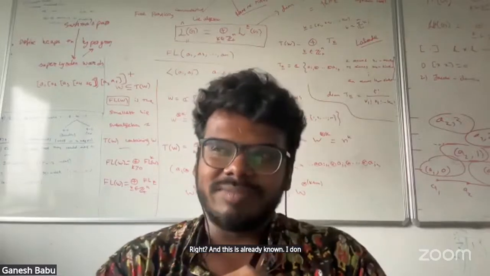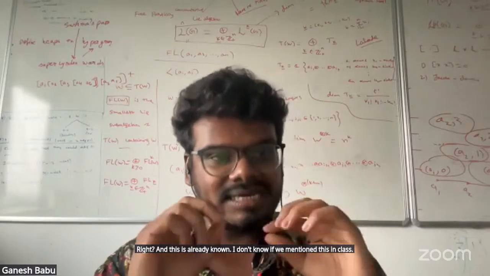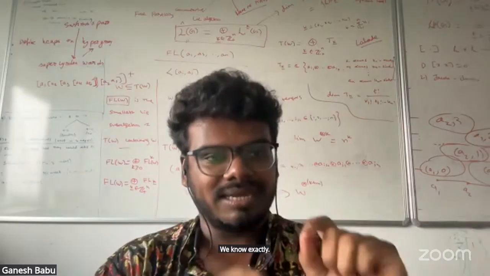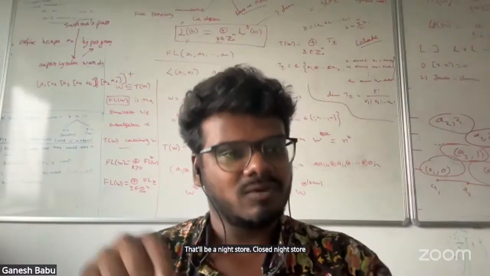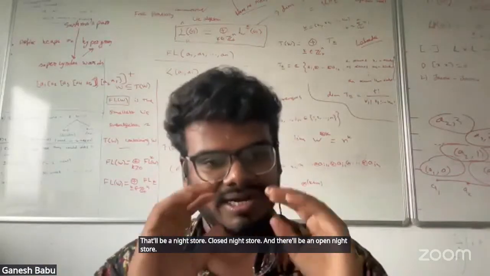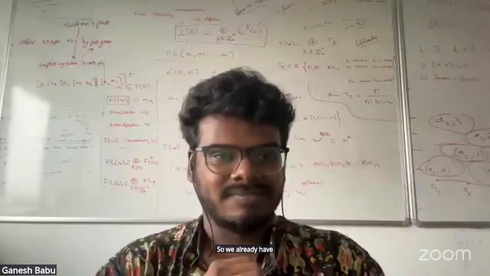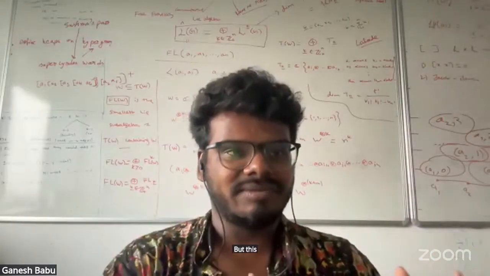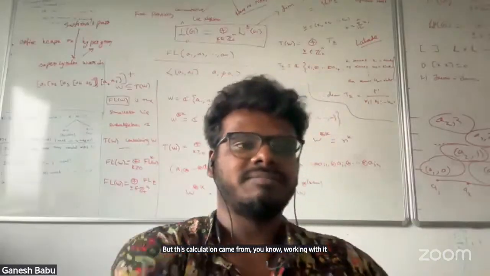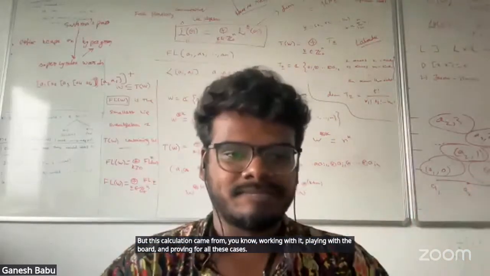I don't know if we mentioned this in class. We know exactly for what M and N there will be a closed knight's tour, and there will be an open knight's tour. So we already have this characterization. But this characterization came from working with it, playing with the board, and proving for all these cases.